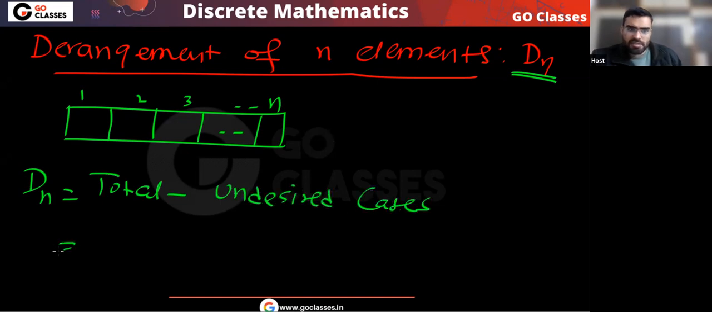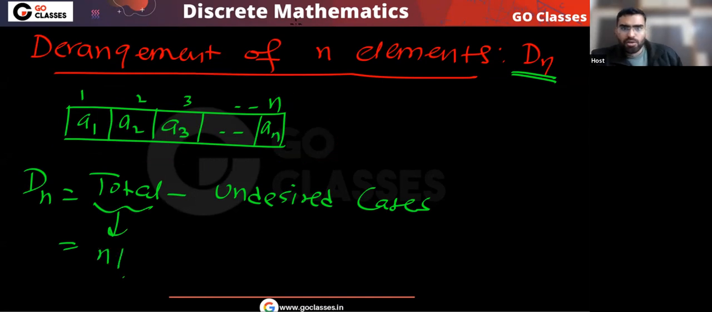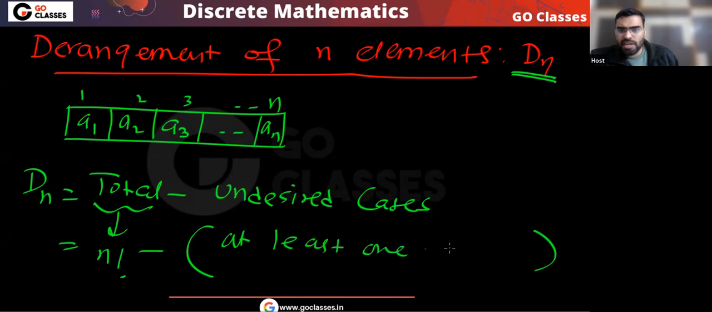What are the total cases? Total cases means total permutations. How many total permutations are possible with the n elements? n factorial. Total n factorial permutations are possible. Minus undesired cases. What is the undesired case for derangement? At least one element in its own home.